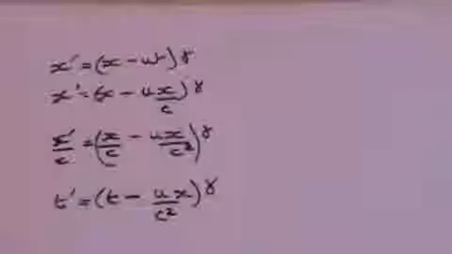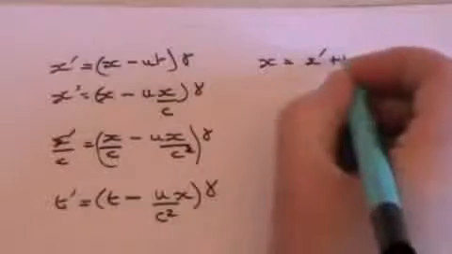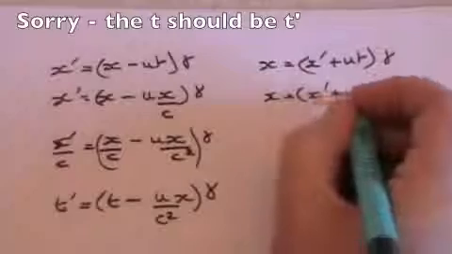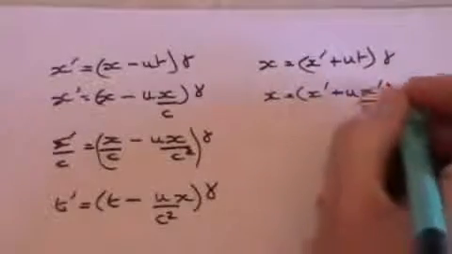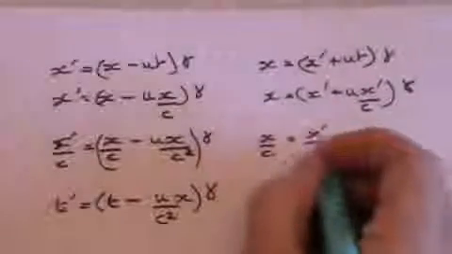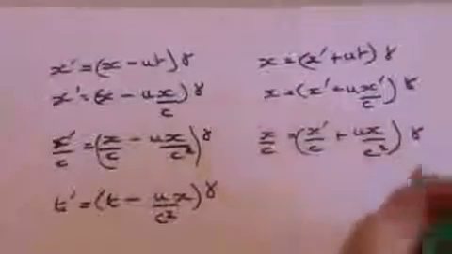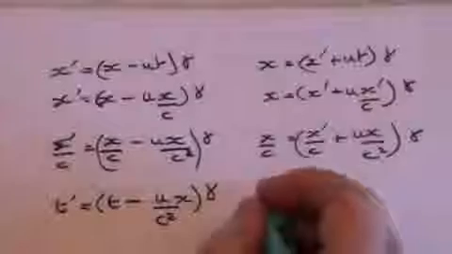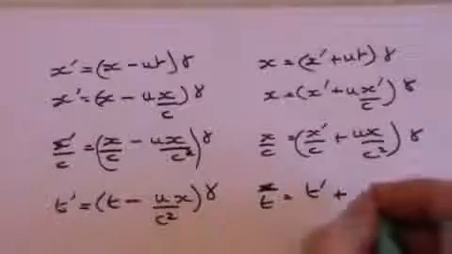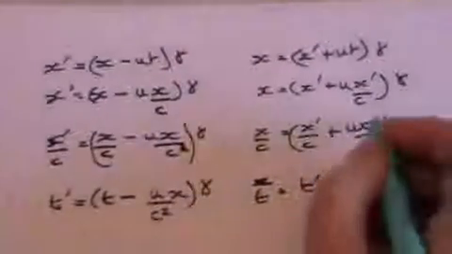Similarly, for x equals (x prime plus ut prime) all times gamma. x equals (x prime plus u x prime over c, which is t prime) times gamma. Dividing everything by c, x over c equals (x prime over c plus u x prime over c squared) all times gamma. And then, of course, x over c is t, x prime over c is t prime. That gives you t equals (t prime plus u over c squared x prime) all times gamma.